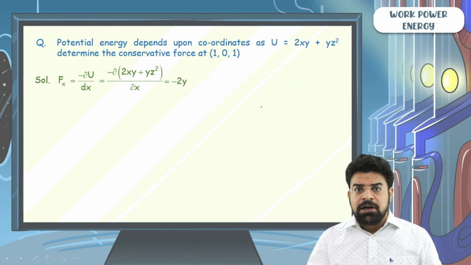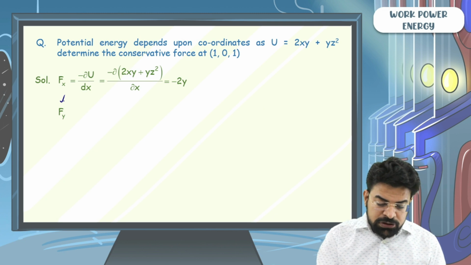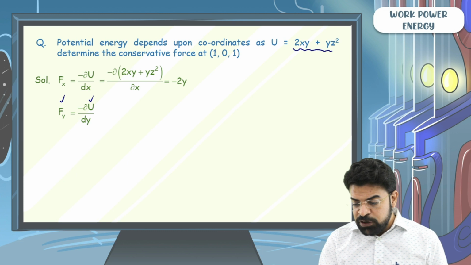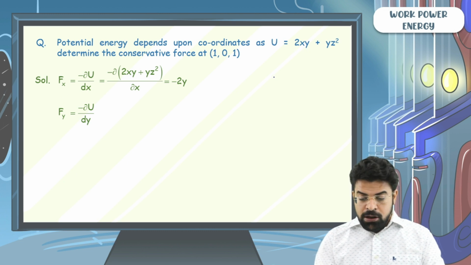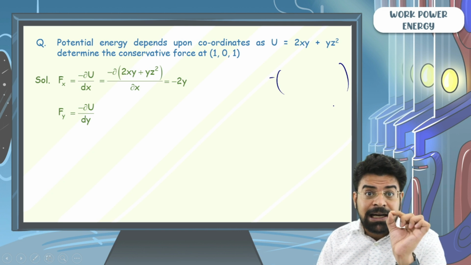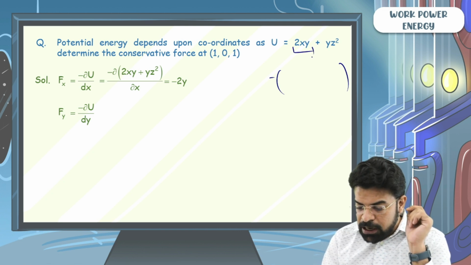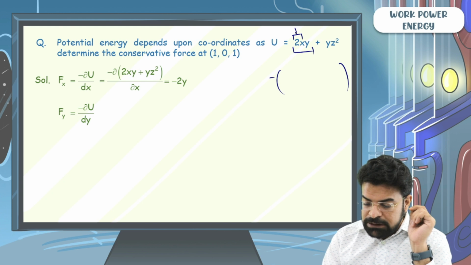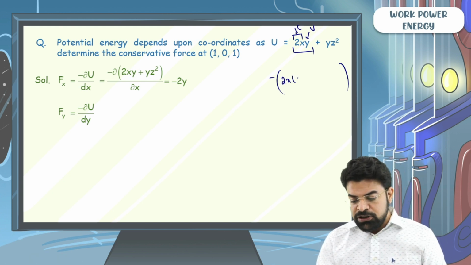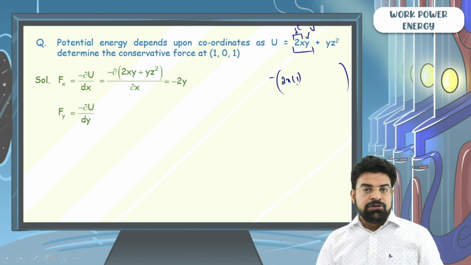Okay, let's see the next one. What will be the conservative force in y direction? Conservative force in y direction will be minus del U by del y. So you need to partially differentiate this function with respect to y. When you are partially differentiating with respect to y, you will treat x and z as constant. So in the first part, you will say this 2x is like constant and this y is variable. So take the 2x out of the differentiation. Differentiation of y gives you 1.